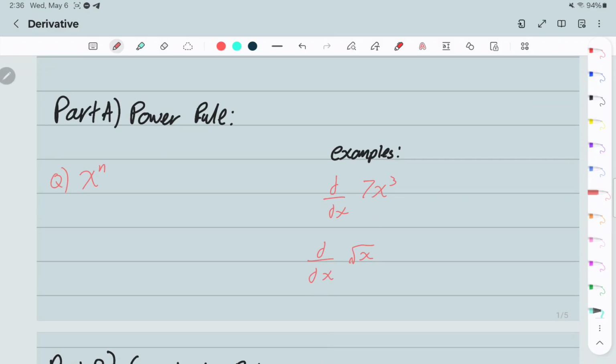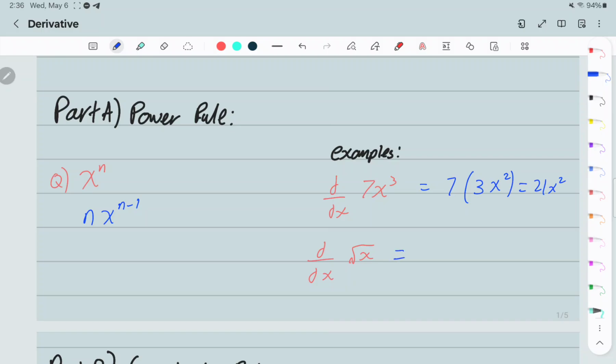As mentioned before, the power rule is you drop the exponent and then you subtract 1 from it. So if it's x to the n, you say n x to the n minus 1. Let's do a quick example. You see 7, you ignore 7 for now, and you're left with x cubed. In x cubed, the 3 is the exponent, so you drop the exponent and subtract 1 from it. 3 minus 1 is 2. In the end, you'll be left with 7 times 3, 21x squared.